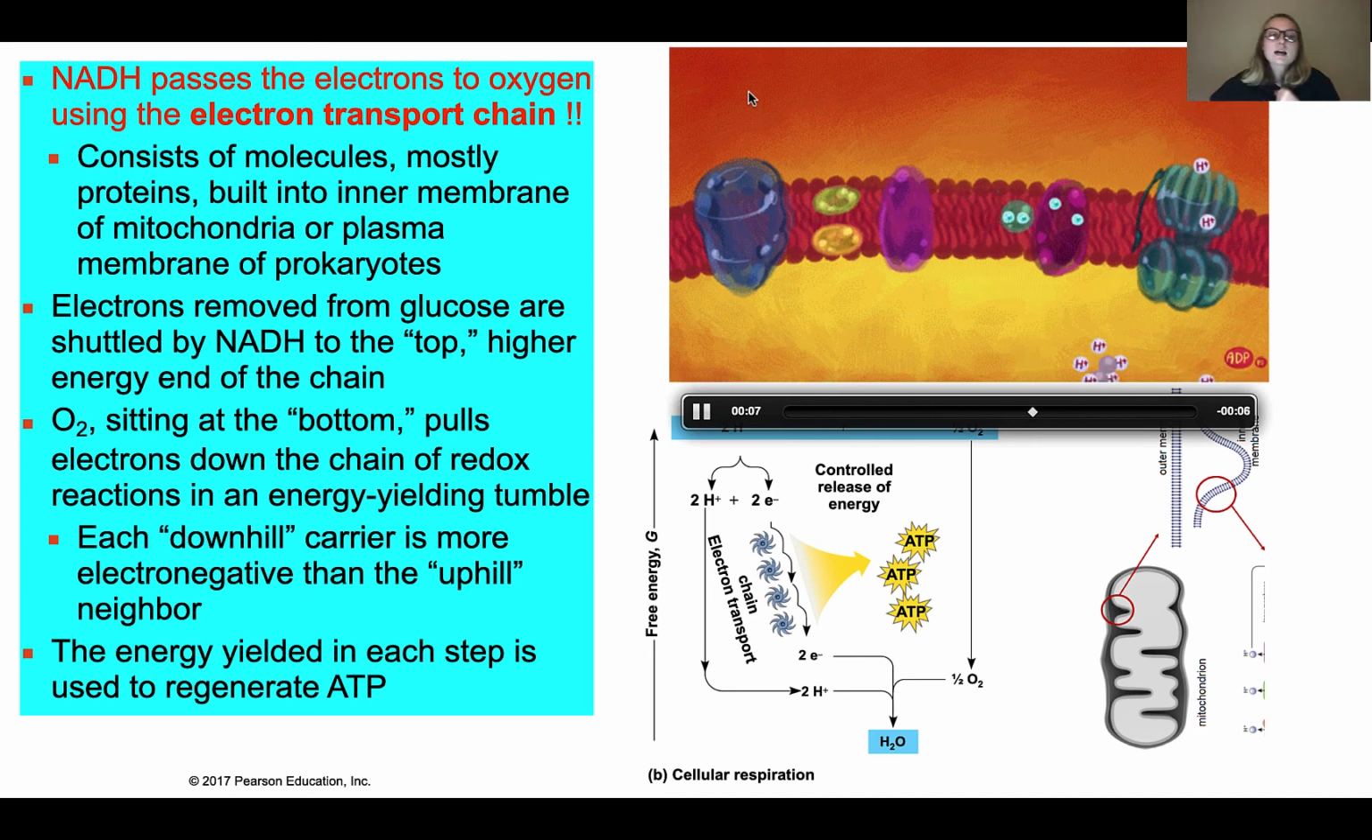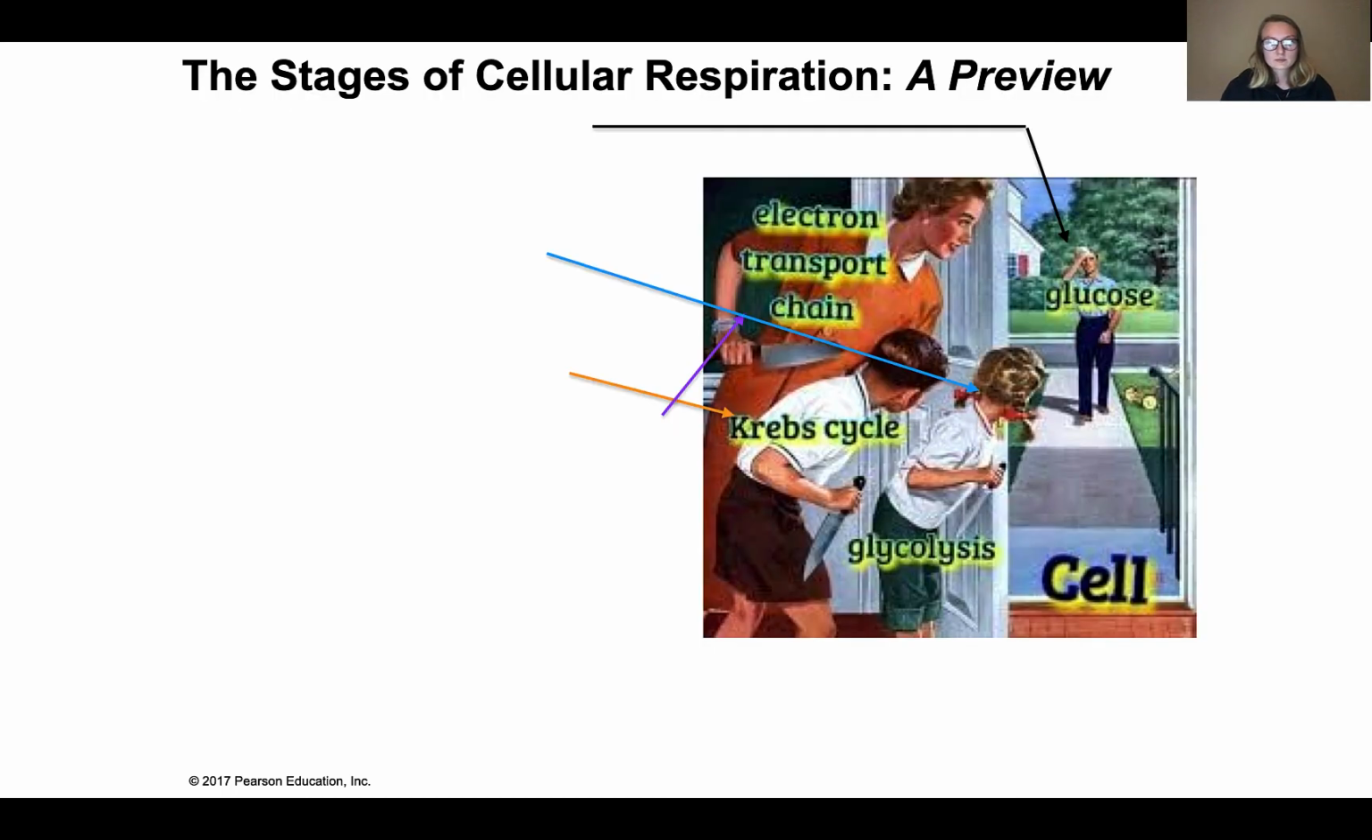Each of these tumbles down the hill happens because the carrier down the hill is more electronegative than the carrier up the hill. And in each of these downhill energy yielding steps, we're able to harness that energy and use it to later regenerate ATP. So now that we understand the redox reactions involved in transferring electrons from glucose to its final electron acceptor, oxygen, let's go ahead and take a look at the stages of cellular respiration.